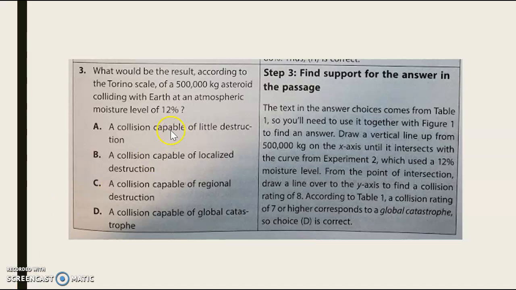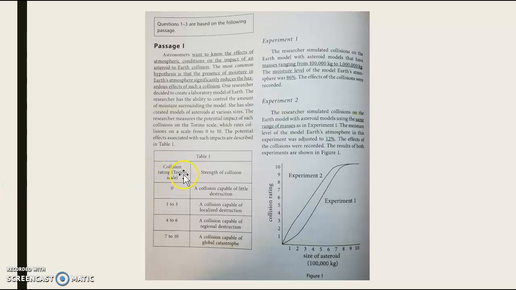Third question tied to this passage: what would be the result according to the Torino scale of a 500,000 kilogram asteroid colliding with Earth at an atmospheric moisture level of 12? When we look at our answer options, we are given words in terms of what are the results, and we see that using the collision rating on the Torino scale over here. So to get this, we need to find an asteroid size of 500,000, which is right here. And we have to drag this up until we hit that 12% line, which looks like it does so right around in here. And when we slide that over, it gives us a collision rating of 7.